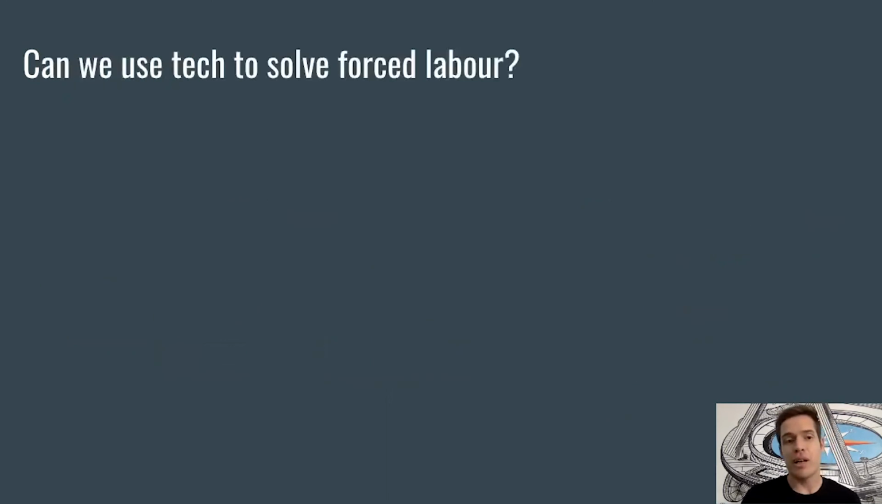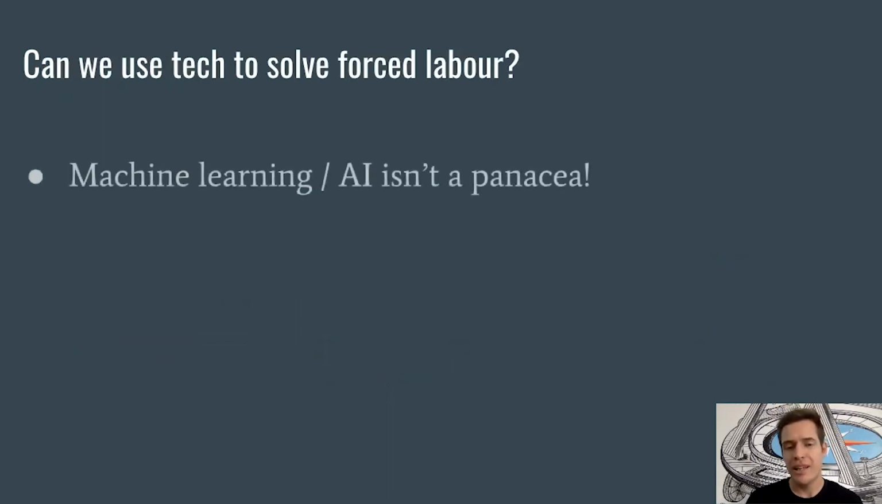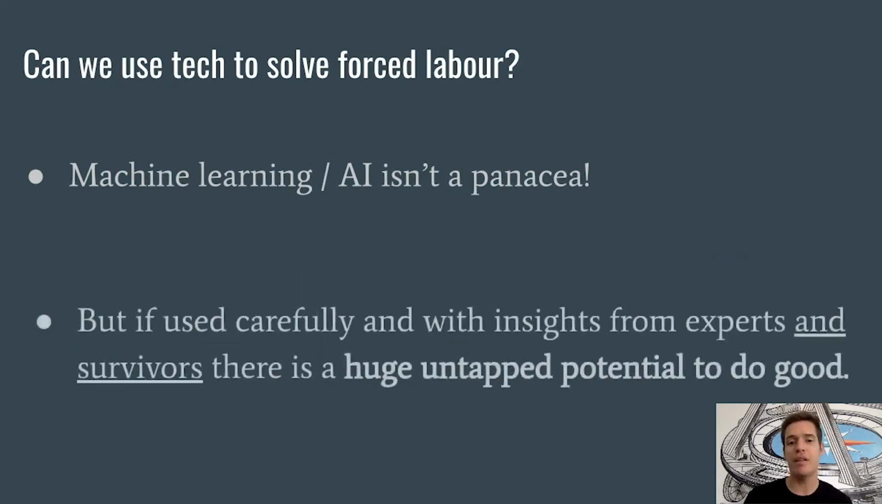So finally, bringing you back to this first slide, can we use technology to solve forced labor? Well, machine learning or AI isn't a panacea. It's not a be-all and end-all. It's not a solver of all problems. But through this example, I think I've shown that if it's used carefully, with insights from experts and, of course, survivors, there is a huge untapped potential to do good.